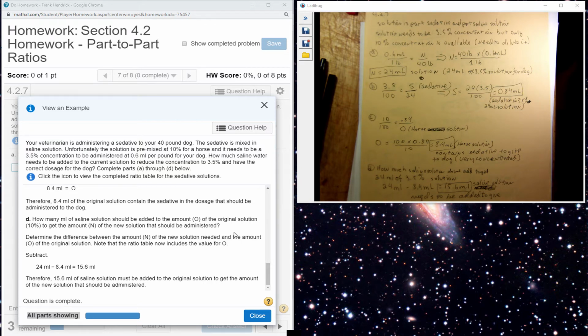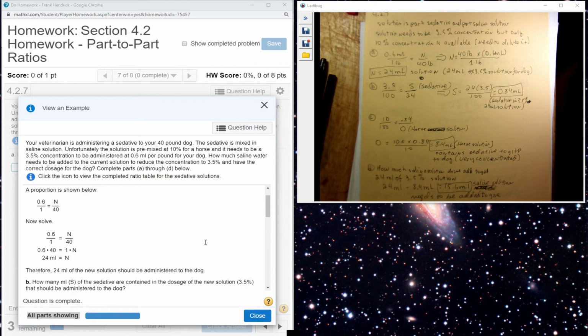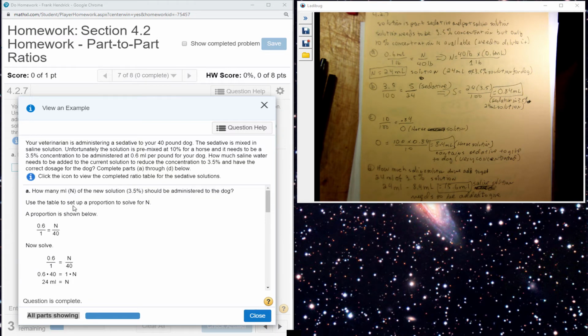Okay. So part A asks the question: how many mils of the 3.5% concentration should be added to the dog? We can set up our proportion here, cross multiply, and find out how many mils the dog is going to need. So the dog is going to need 24 mils of a 3.5% solution.